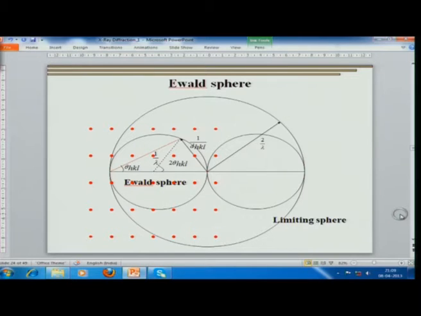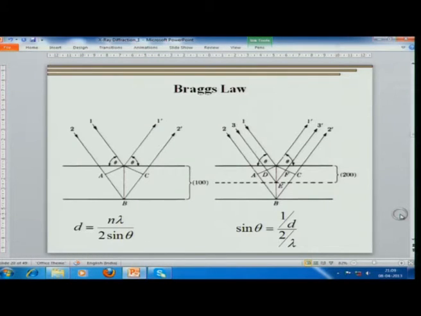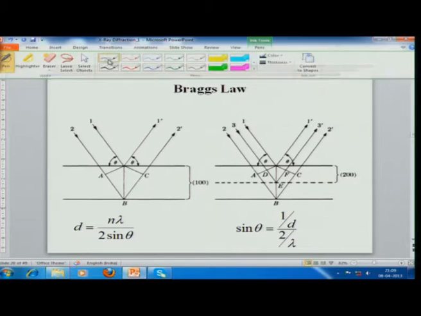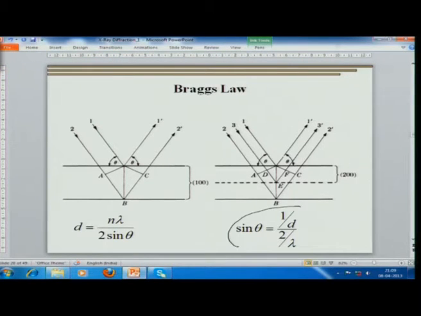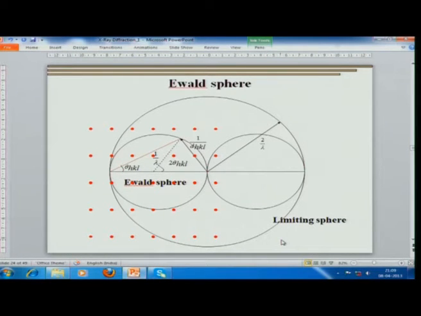Now, in order to understand diffraction, as I had mentioned in the earlier slide, whenever it satisfies this particular condition of sin theta equal to 1 by d over 2 over lambda, diffraction occurs. To understand the geometry, we can see how actually diffraction occurs.